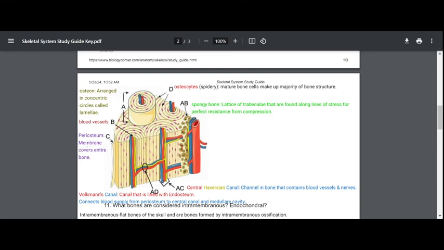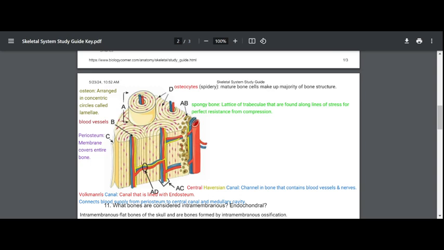C shows the periosteum. The periosteum is a membrane that covers the entire bone. So this right here is the periosteum. Okay. D shows the osteocytes, which are spidery. So remember, osteocytes are mature bone cells that make up the majority of bone structure.